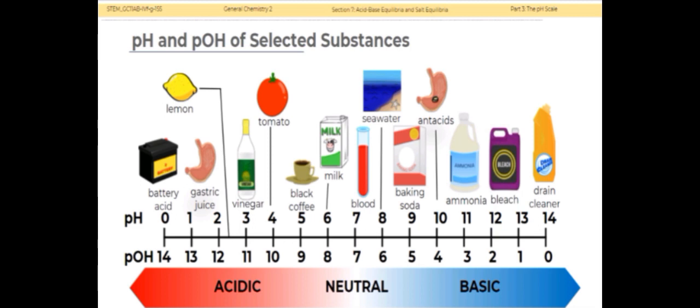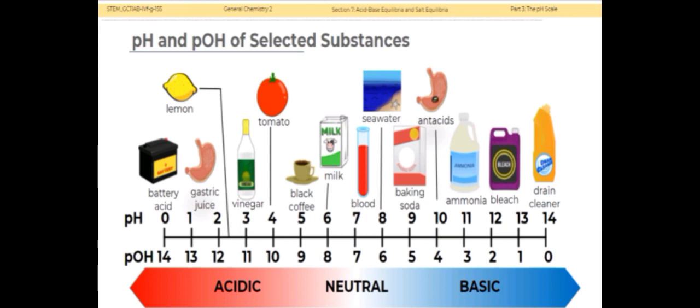Tomato fruit contains various acids like malic acid and citric acid. Black coffee consists of certain acid produced during roasting of coffee beans. The acidity of milk is attributed to lactic acid. Blood is quite neutral as its pH is maintained by bicarbonate ion and dissolved carbon dioxide.